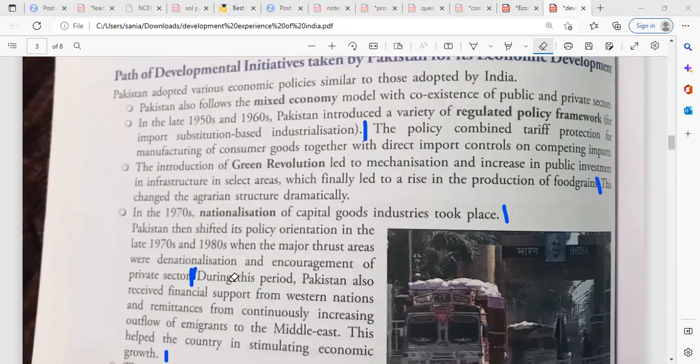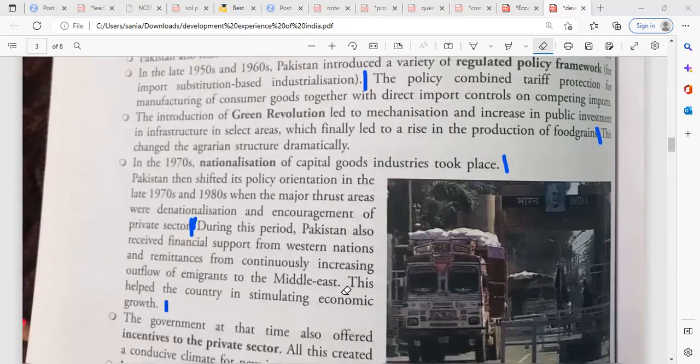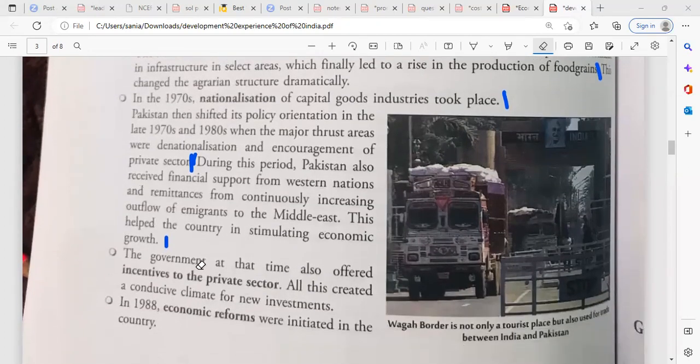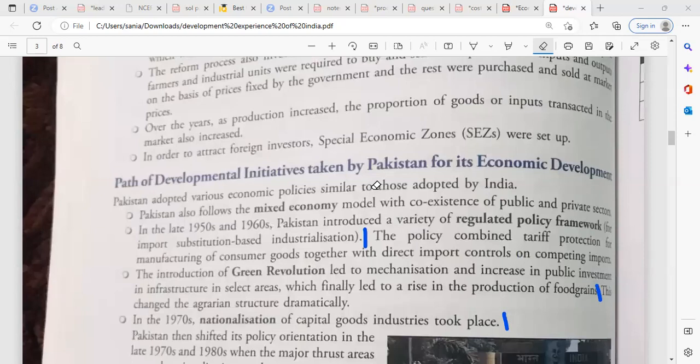During this period, people from the West as well as the Middle East helped Pakistan, and because of this, Pakistan's economy grew. The government at the time also offered incentives to the private sector: if you are a private sector company and want to invest, I will help you. So everybody came forward, and economic reforms were initiated in the country in 1988. This is how the path of development looks in Pakistan. Clear?